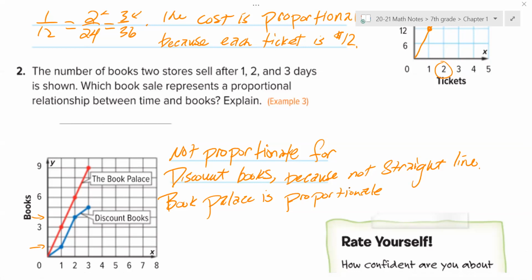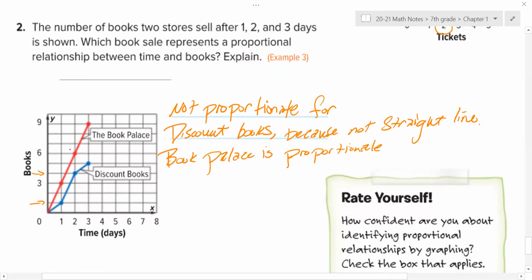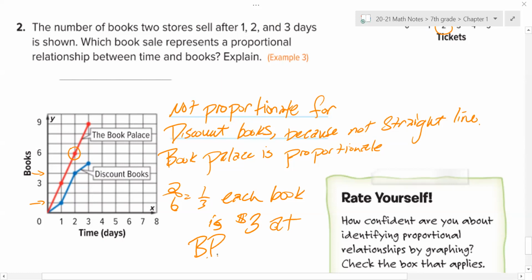Because it goes through the origin, and for each book's price, if you wanted to figure that out, we see this point right here that is at 2, 6, which is 1/3. You don't have to write what I'm writing right now, but so we have each book is $3 at Book Palace. No matter how many books you buy, it's going to be $3 as far as the data that we have goes.